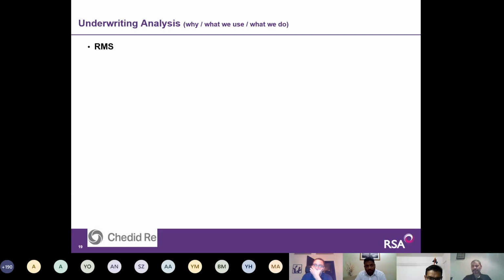Second, when we're done with the risk management, we can stop here and make a decision. Yes or no. No, we're not writing this risk. Yes, we are writing this risk, and we will move to the next step.